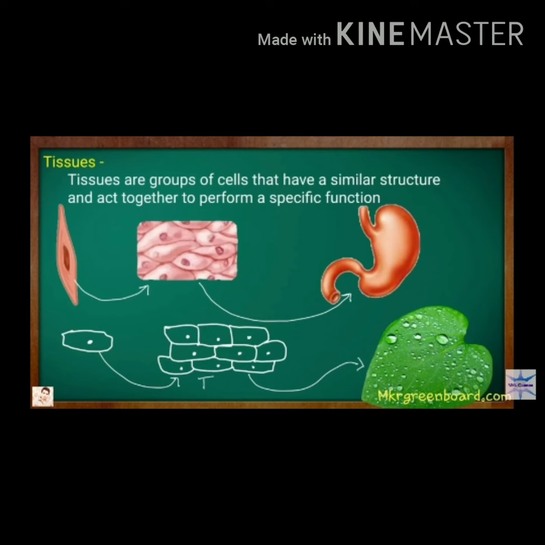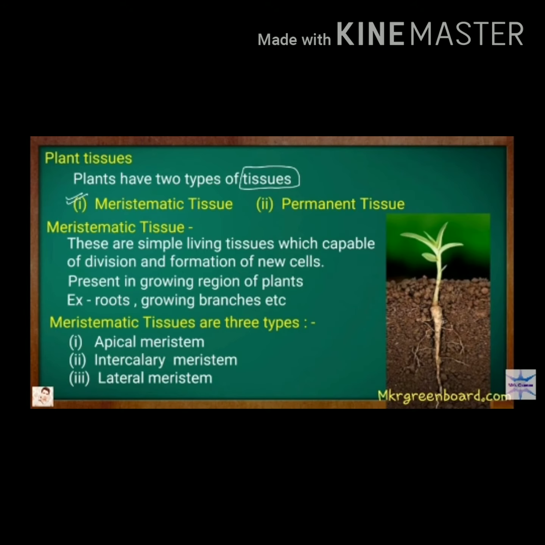And as you already studied, plant tissues are further classified into meristematic tissue and permanent tissues. Yes, now we will study about the meristematic tissue. Meristematic tissue is further classified into primary and secondary tissues, and apical, intercalary and lateral tissues. Based on the location and the origin, it is divided into primary and secondary tissue.